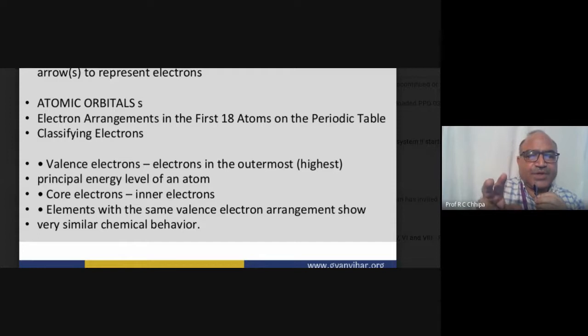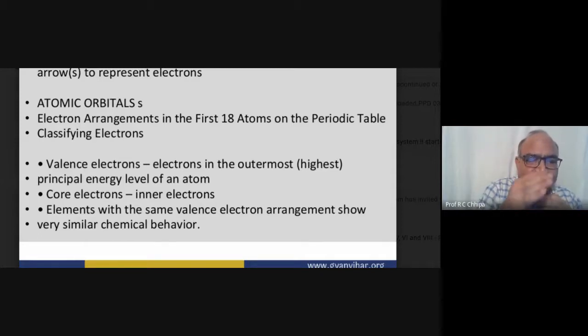So the atomic orbital is the 1s atomic orbital. The example is hydrogen. The helium, atomic number 2. Here two electrons are there, and where they are present in space, there is the atomic orbital, the maximum probability of finding the two electrons in the helium.